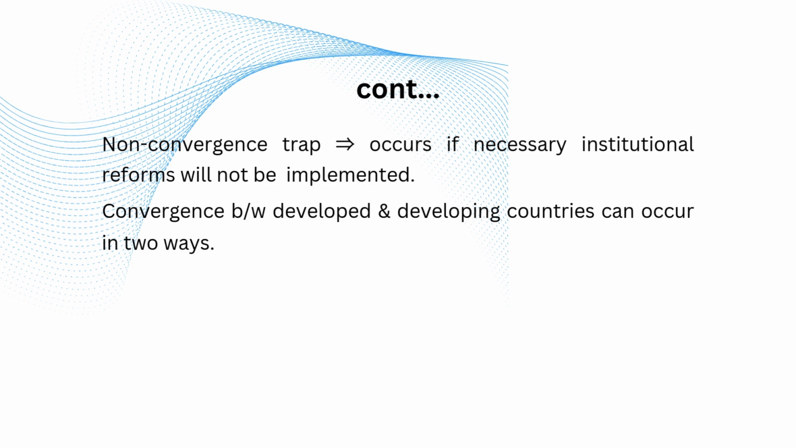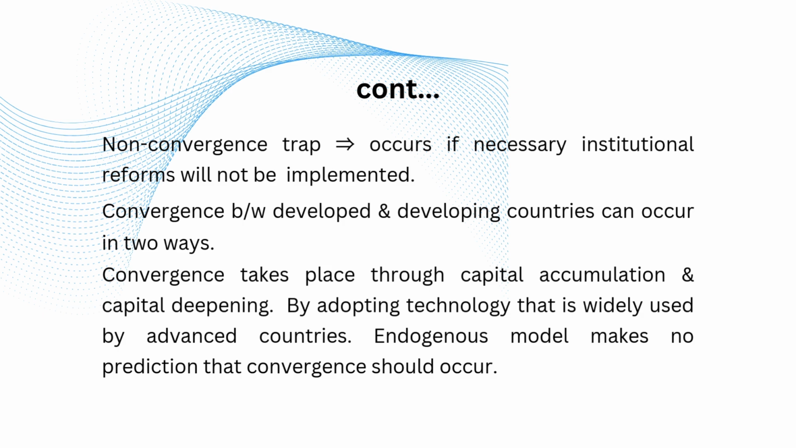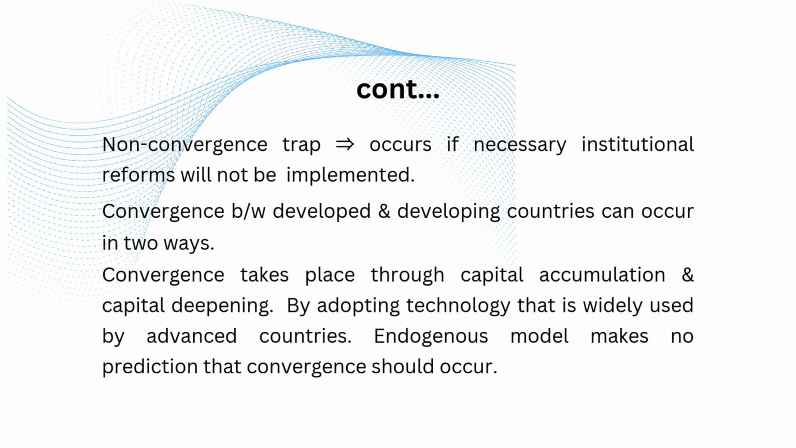Convergence between developed and developing countries can occur in 2 ways. Convergence takes place through capital accumulation and capital deepening, or by adopting technology that is widely used by advanced countries. The endogenous model makes no prediction that convergence should occur.